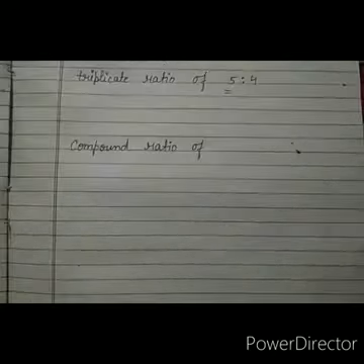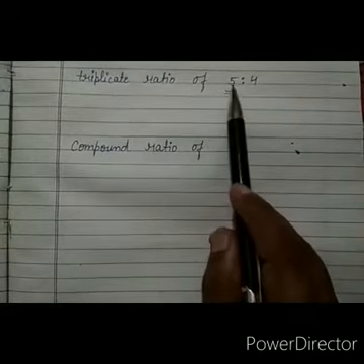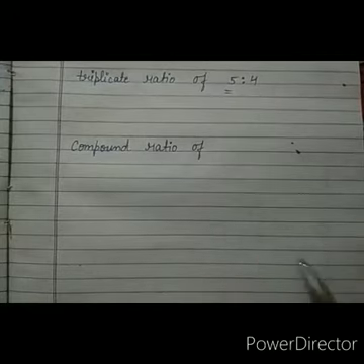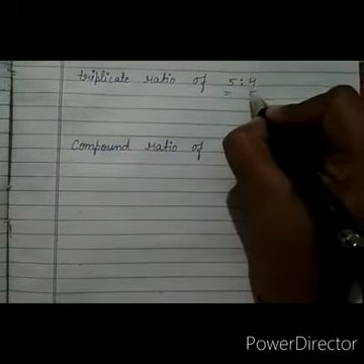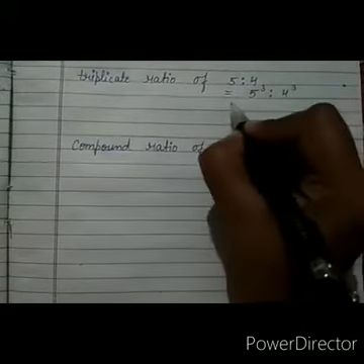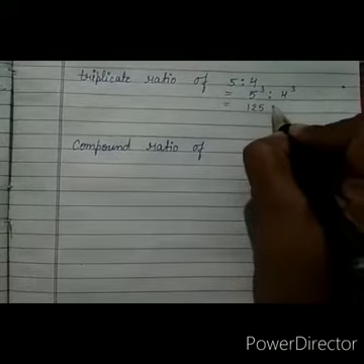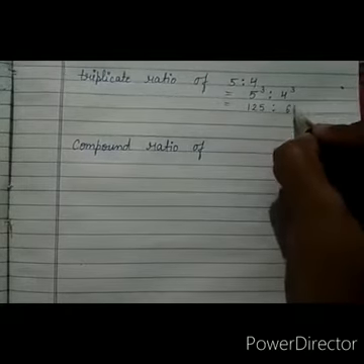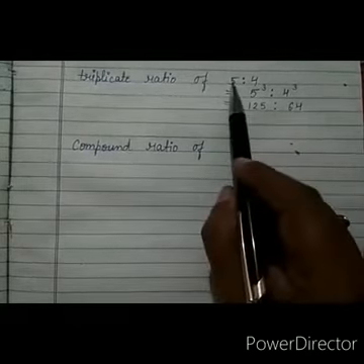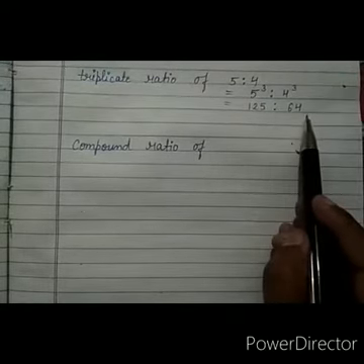Now third, we have to find the triplicate ratio of 5 is to 4. In order to do that, we know that we have to find 5 cube is to 4 cube. So 5 fives are 25 and 25 fives are 125, and 4 fours are 16, 16 fours are 64. So the triplicate ratio of 5 is to 4 is equal to 125 is to 64.